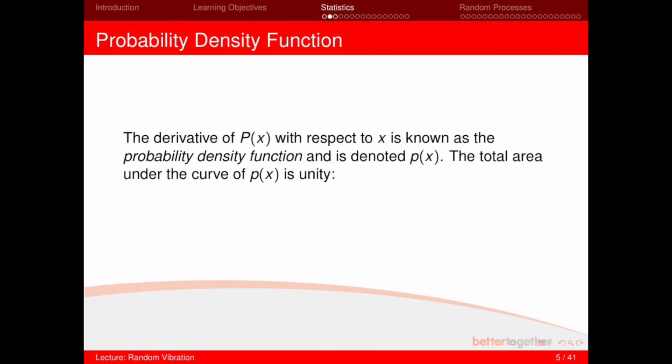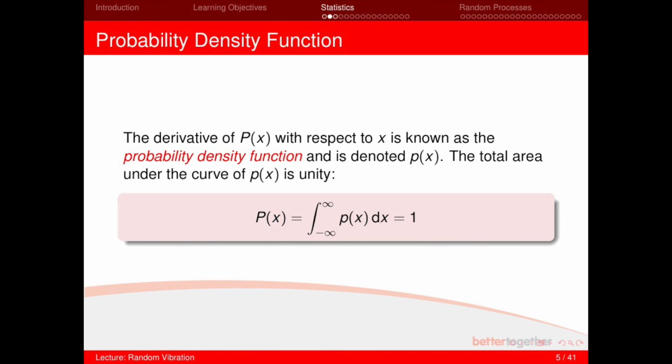Now, if we take the derivative of P with respect to x, this is known as the probability density function, the PDF. You'll come across this time and time again as you do engineering. The PDF, probability density function, is denoted by little p. And so, if little p is the derivative of big P with respect to x, then you can take the integral of little p and you'll get big P. The integral is important because that gives you the area underneath a curve. And we know that the integral of little p dx always equals 1.